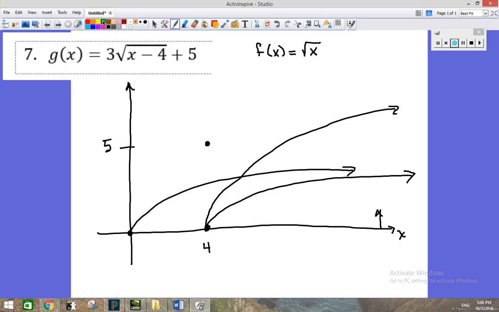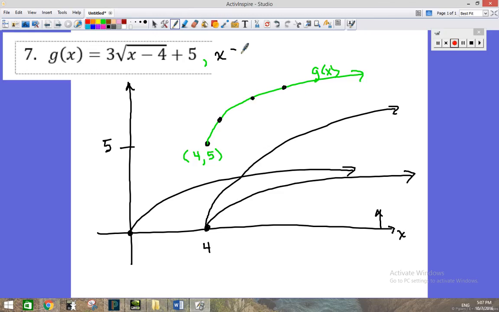And I don't know, maybe I'll change colors here. My final g of x is going to look something like this. And I even know the coordinates of this point has to be 4, 5. Okay, well, from there, I can identify the domain and range of this function g. I know that every point on this graph, the x-coordinate of every one of those points is to the right of 4. All of those x's are greater than or equal to 4, because I have one that equals 4 right here at that starting point.